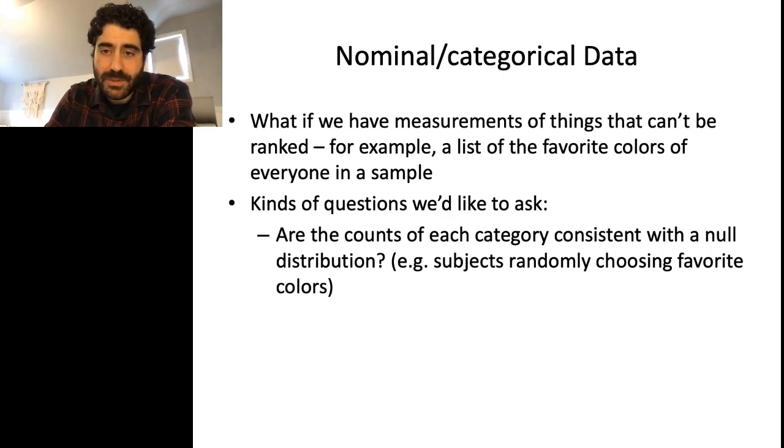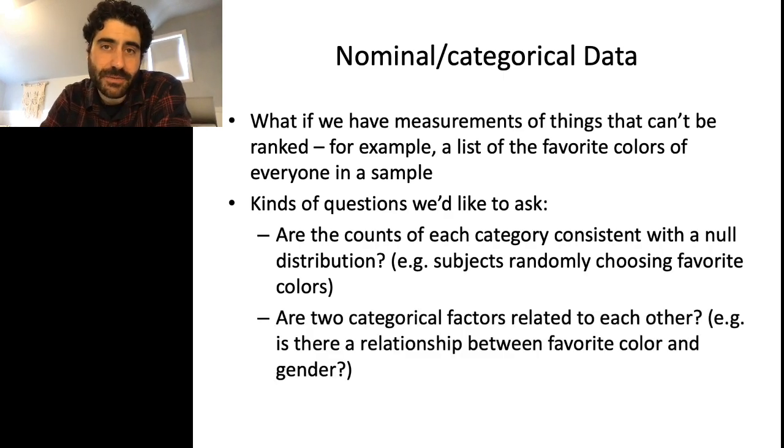Another kind of question we might want to ask is, if we have multiple nominal responses from the same subjects, how those responses are related to each other. For example, if we know the gender of each of our subjects and we know their favorite color, we could ask whether those two responses are related to each other. It's kind of like the idea behind a correlation, but we can't really do a Pearson correlation here because these are just nominal measurements.